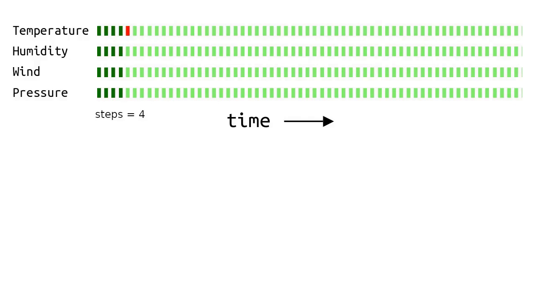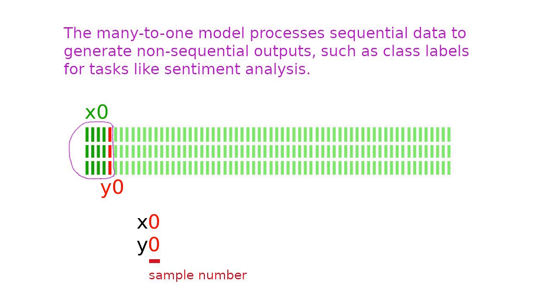Our goal is to train our network to predict the temperature based on the data from the previous 4 samples, or to predict other variables. The data series can be anything else, such as house prices or blood glucose fluctuations. We will use a many-to-one model to demonstrate how a simple RNN works. The many-to-one model processes sequential data to generate non-sequential output, such as class labels for tasks like sentiment analysis.